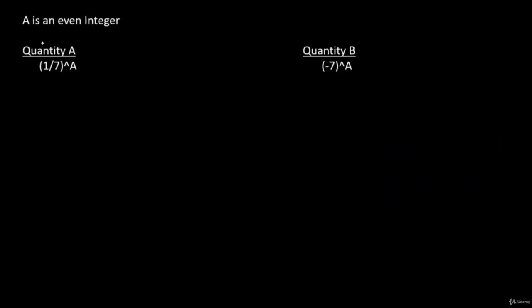Let's do this question. A is an even integer. Quantity A is 1 by 7 to the power A, and quantity B is minus 7 to the power A. Pause the video, give it a try, and then let's do it together. Alright, we are back. I hope you have given it a try. Let's do it together. Now, we solve this by plugging in numbers.